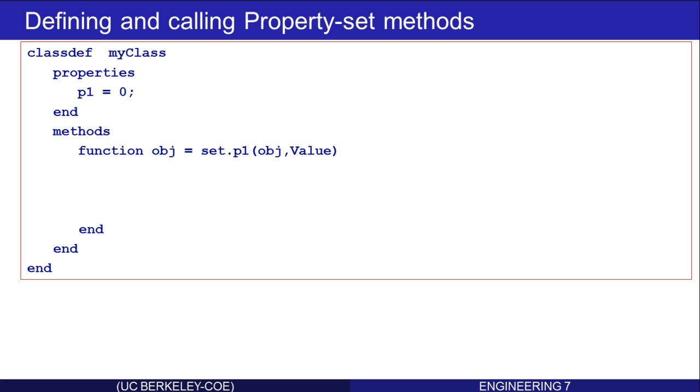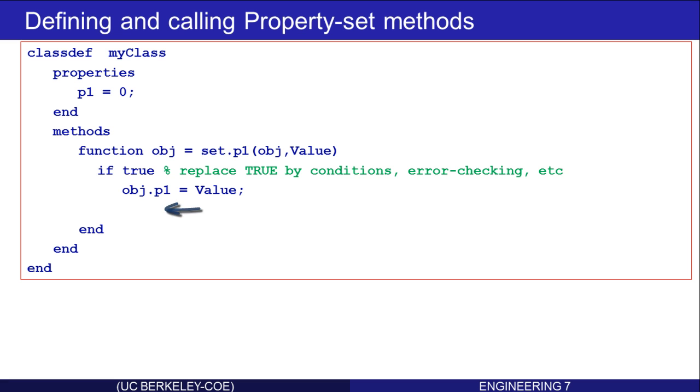The usual pattern in here is some conditions are checked. They're not always true, so true would be replaced by some conditions and error checking. If the conditions evaluate to true, then the assignment takes place. Remember that in a setProperty method, the code has direct access to assign the property's value. So this assignment will overwrite whatever P1's value is with this new value. That's why it should only be done if the conditions are valid.